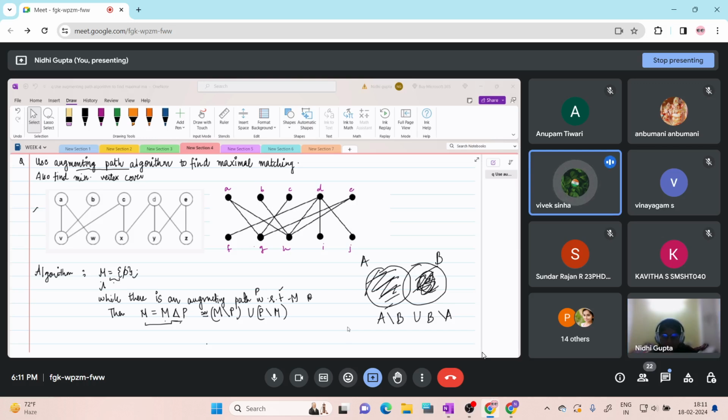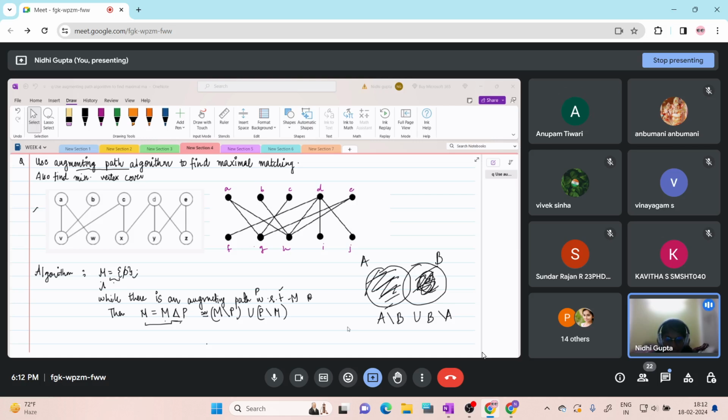Ma'am, can you repeat the algorithm again? Yes. So, the algorithm is saying basically we start with an empty matching M. Now, if there is an augmenting path with respect to that matching, then we define our new matching as matching symmetric difference P, which is just M minus P union P minus M. And that will be our new matching.